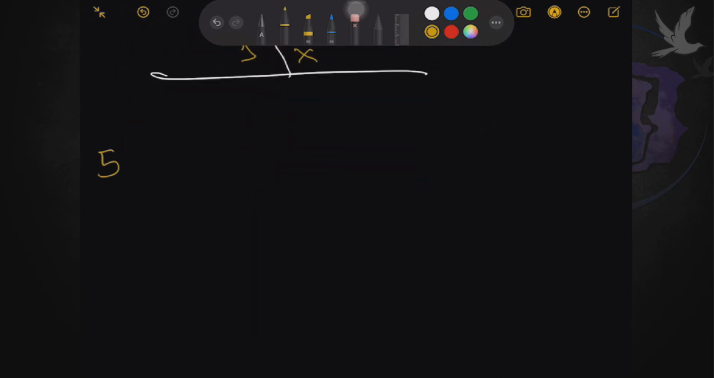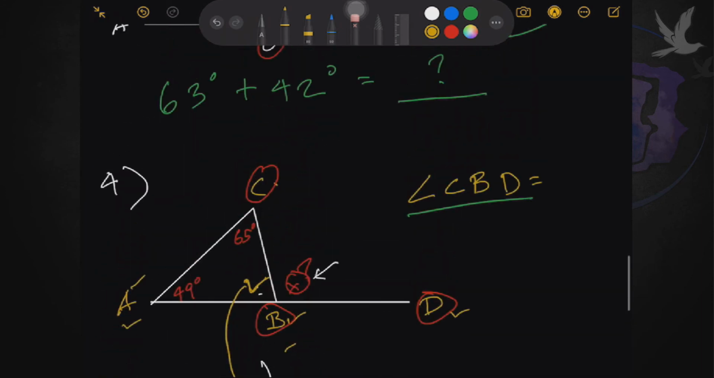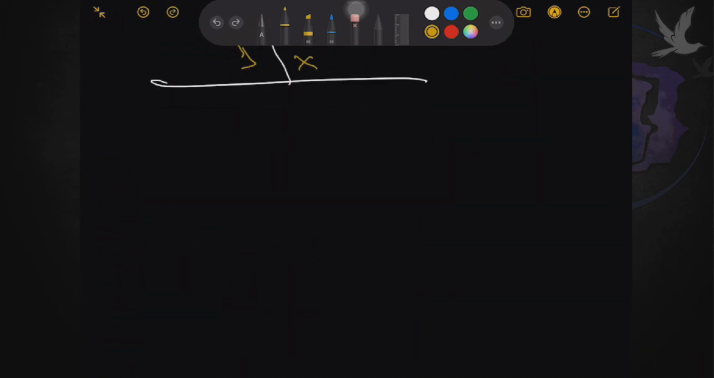Again, I'm here to guide lang. I cannot give you the answer kasi if I'll give you the answer, then ako na lang sasagot niyan. What's the point? Diba?